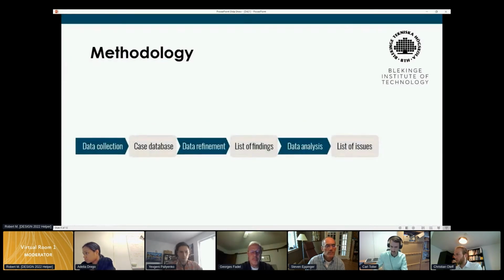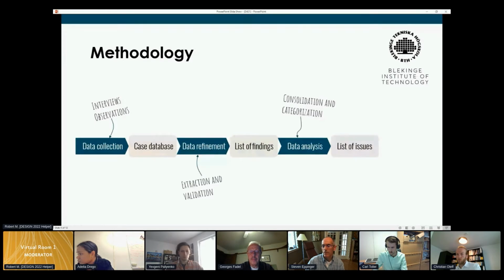This, as I said previously, was a single case study, a qualitative single case study done at a manufacturing firm at the start of its servitization journey. So the method was firstly to conduct a data collection in the form of interviews and observation. This formed a case database. This database was then refined and important information was extracted and validated with the participants to ensure there were no misunderstandings along the process of extraction. So this list of findings was then consolidated and categorized and ultimately led to a list of issues, which is presented in the results here.